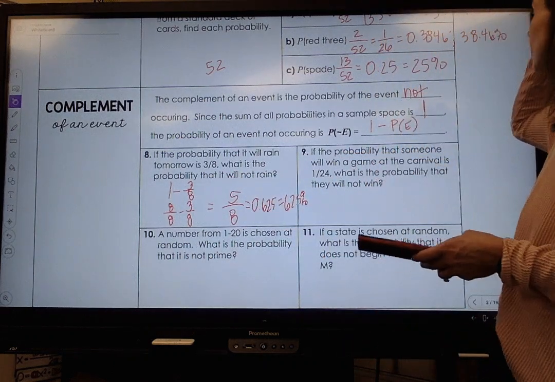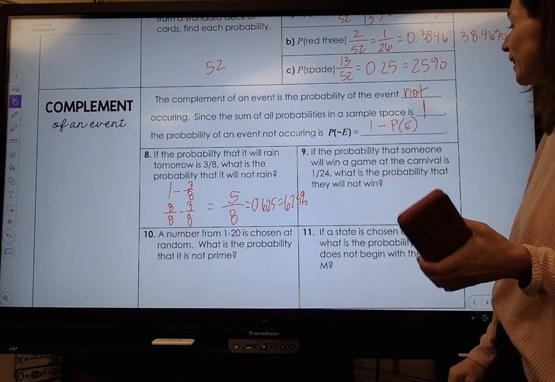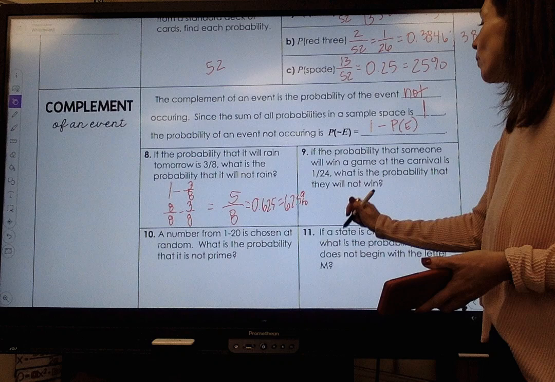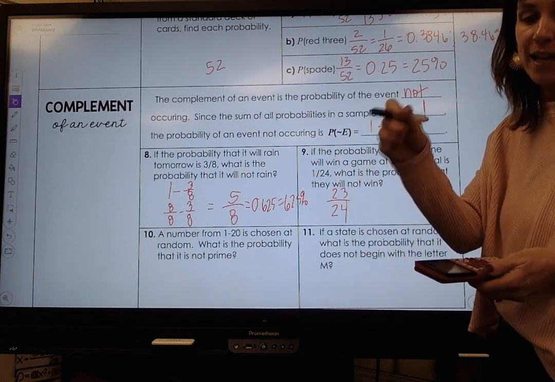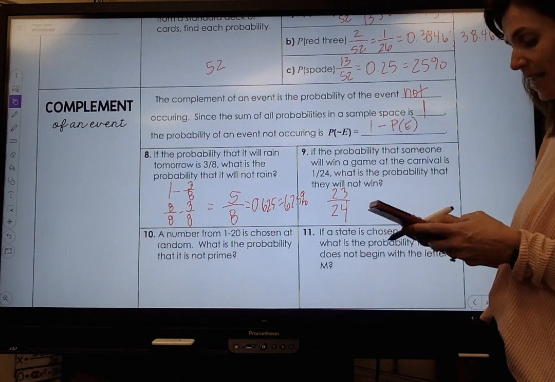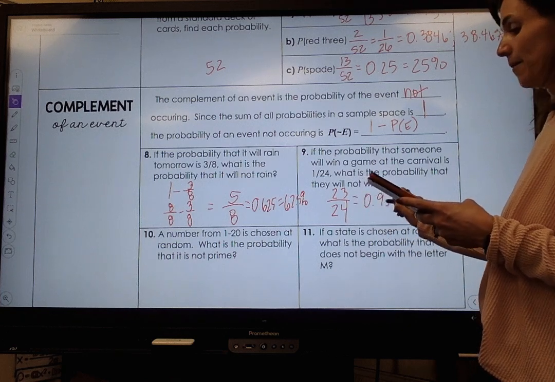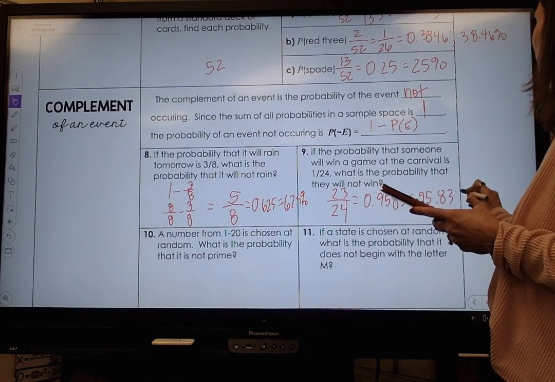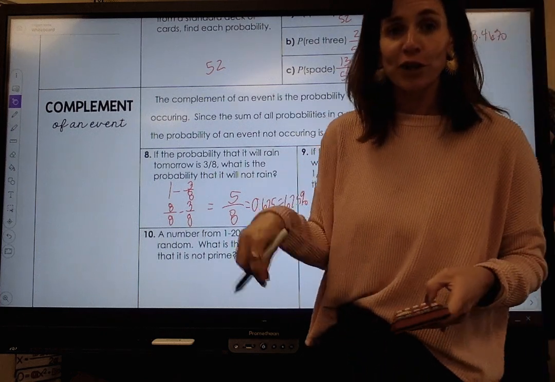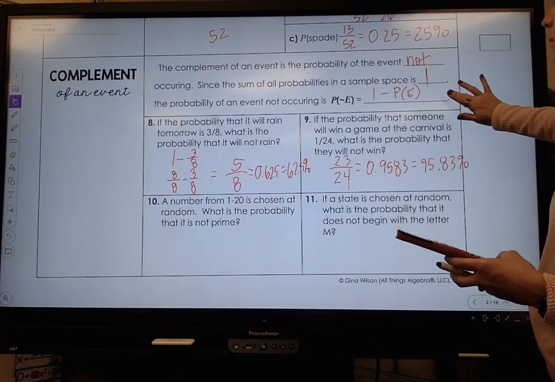Okay, if the probability that someone will win a game at the carnival is 1 in 24, what's the probability that they will not win? Well, it's going to be 23 out of 24 of it not happening, and those are probably pretty accurate stats. So you've got a 95.83% chance of not winning at a carnival ride. I hope you remember that and save your money. All right.